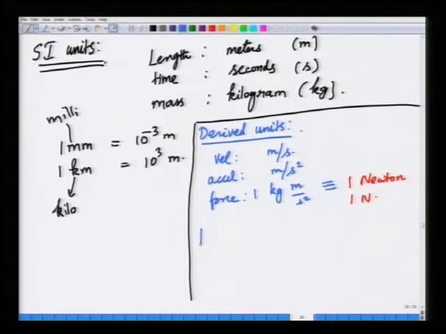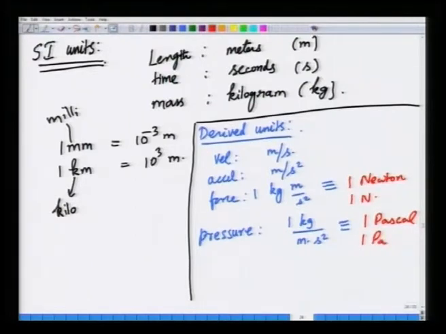So, pressure is force per unit area. So, it is 1 kg per meter second squared. It is defined as 1 Pascal, or shortened as 1 Pa. Okay. And work, these are some of the quantities that we will encounter as we go along.